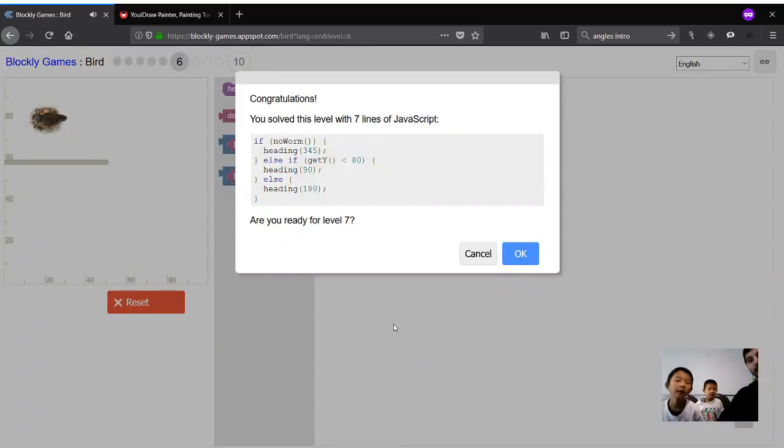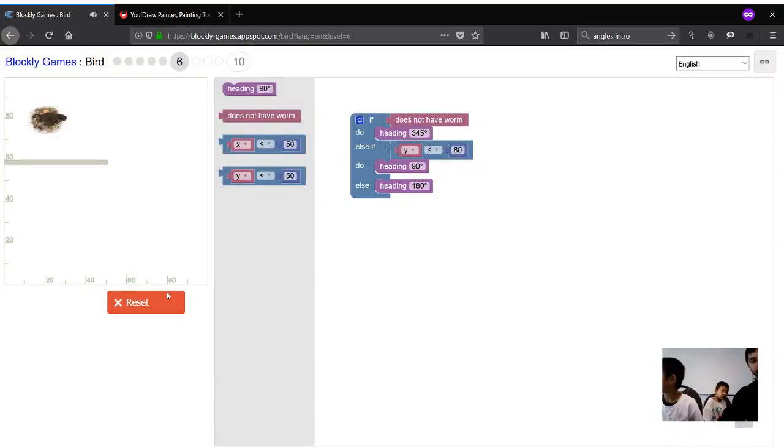Perfect. So let's understand why it worked before we go on. The bird started here at 40, and it was just checking, do I have the worm, do I have the worm, do I have the worm? And then finally it got the worm, and it said, okay, now I don't care about the worm anymore. I care about, is my y value less than 80? And then it says, if it's not, then go up, go up, go up. Is my y value less than 80? Suddenly, it's equal to 80. So now I should fly it in the final direction, which is 180, and then it gets to the nest.